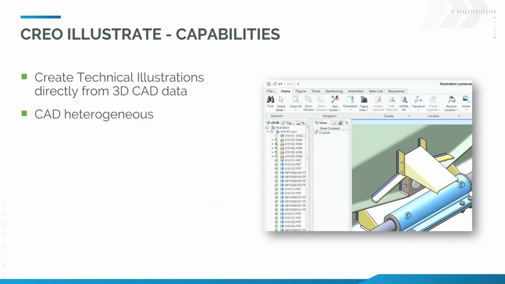Also, the source material brought into the program is CAD heterogeneous, meaning it is not specific to only PTC formats. So there is a variety of formats that would encompass other CAD systems as well as third-party neutral CAD formats.